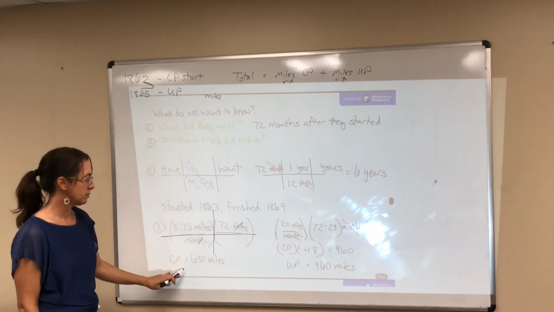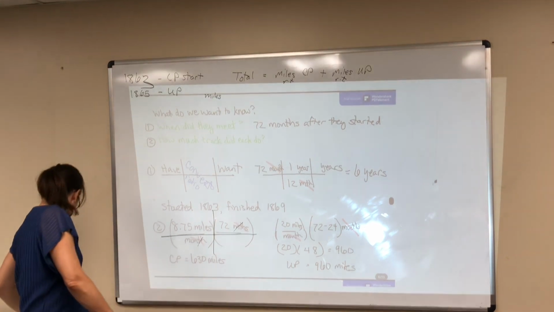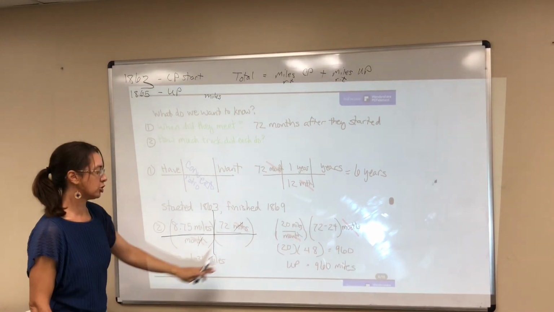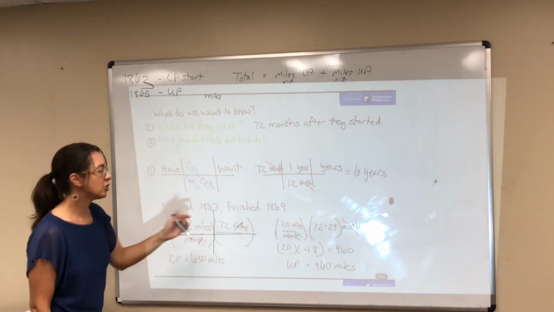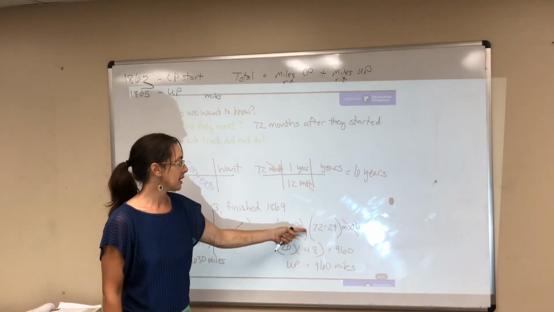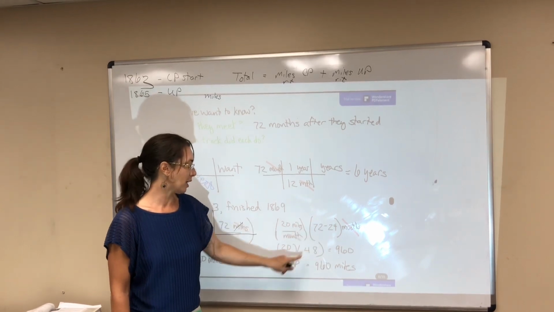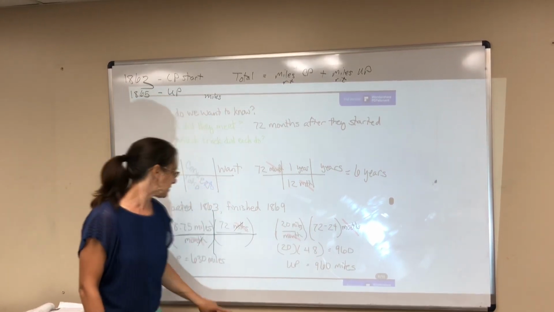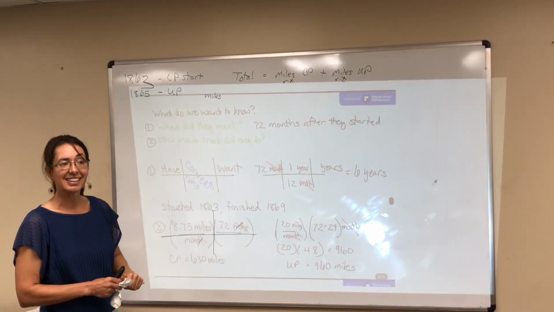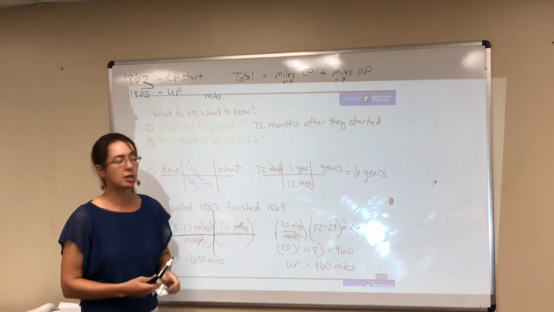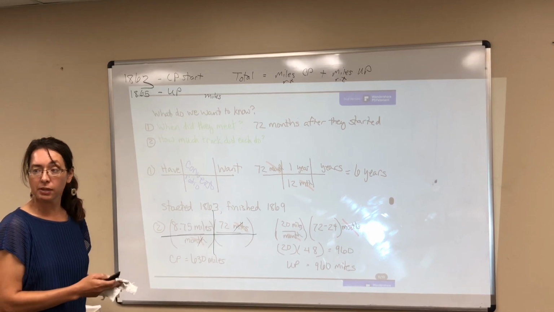Okay. Now, if I know that my total was 1590, I can just subtract to find out what Union Pacific did. Right? I can also do 20 miles per month times how many months did they work? 72 minus 24, right? So they only worked 48 months and that gives me 960. Now these two numbers should add up to be 1590. That's our double check to make sure that we did it correctly. All right? Any questions about that one?